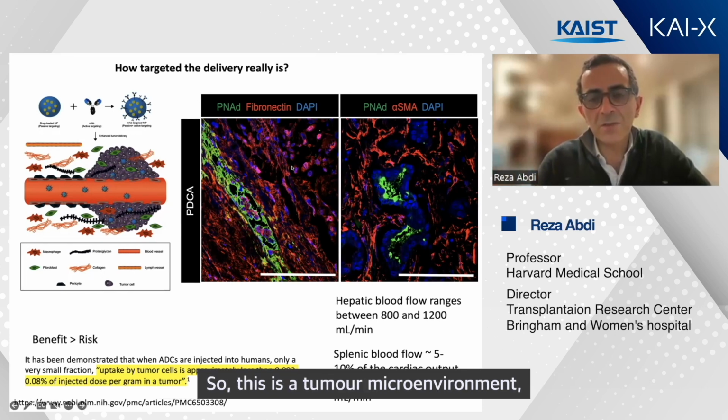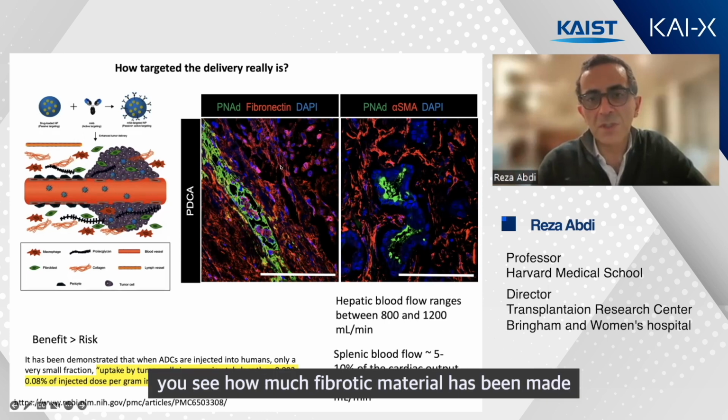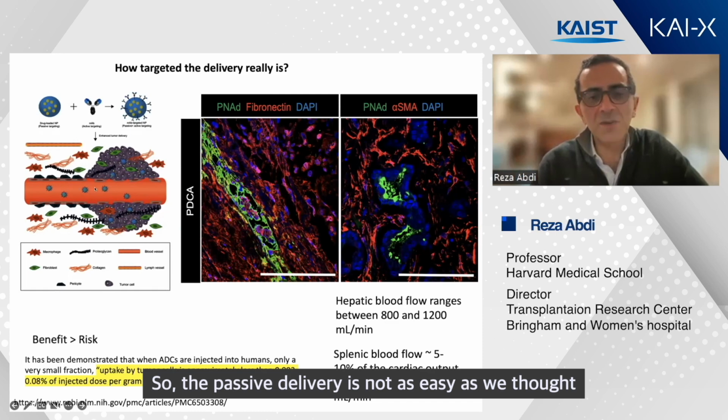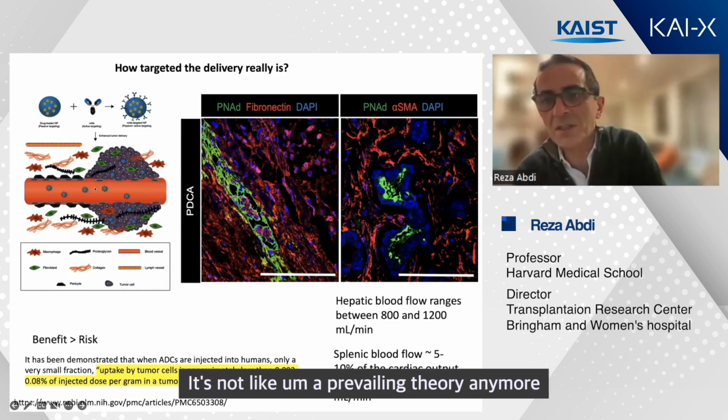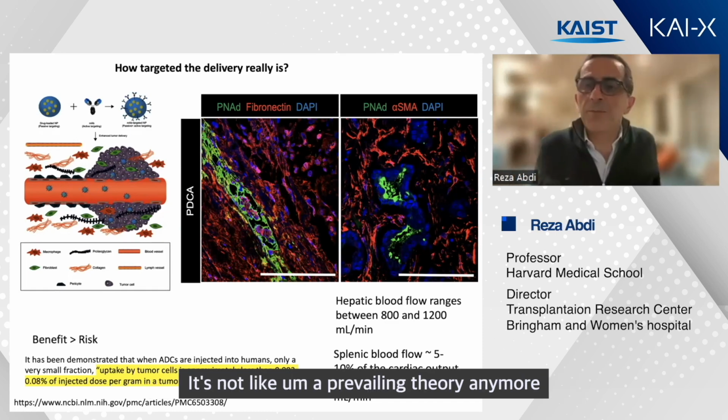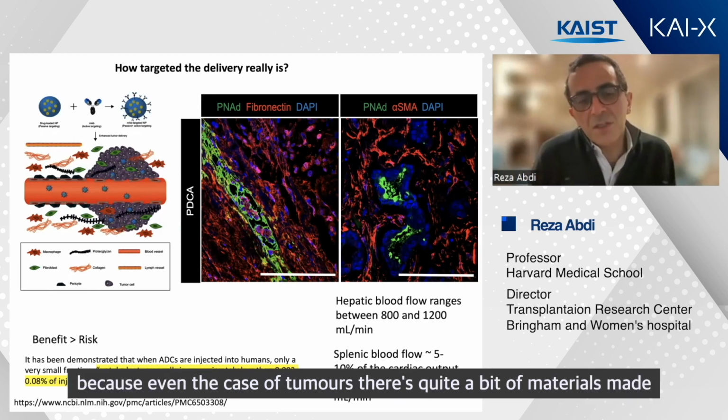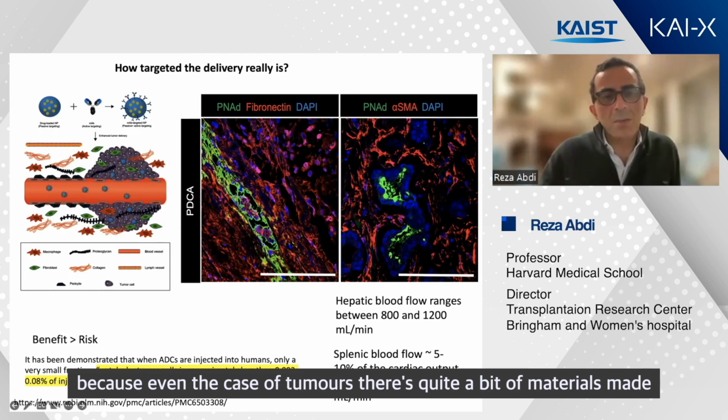So this is a tumor microenvironment. You see how much fibrotic material has been made. So passive delivery is not as easy as we thought. It's not the prevailing theory anymore, because even in the case of tumors, there's quite a bit of material made.